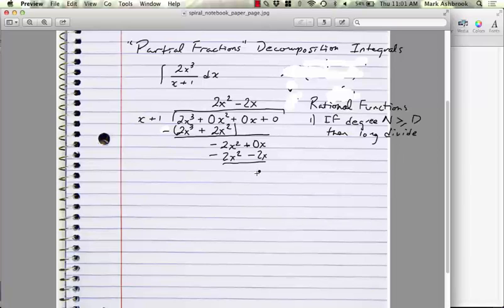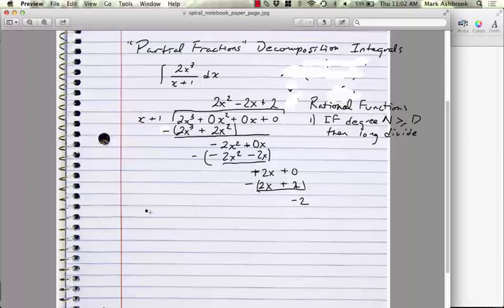Okay, and then we're going to subtract, right? And we're going to get plus 2x. We're going to bring down the 0. And we're going to say, what do we need? Plus 2. So we get 2x plus 1. And we subtract. Plus 2. Just kidding. Right? So, and then we're going to subtract. And we're going to get negative 2.